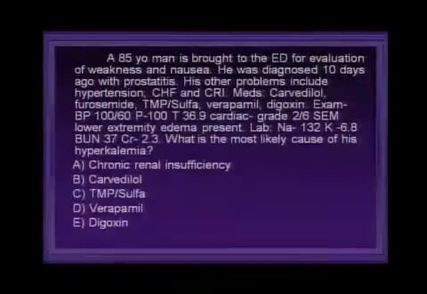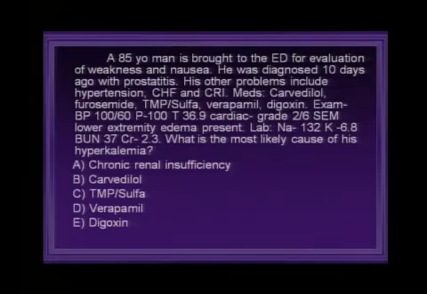An 85-year-old man is brought to the ED for evaluation of weakness and nausea. He was diagnosed 10 days ago with prostatitis. His other problems include hypertension, heart failure, and chronic renal insufficiency. His meds are carvedilol, furosemide, trimethoprim-sulfa, verapamil, and digoxin. Exam: blood pressure is 100/60, pulse is 100, temperature is 36.9. Cardiac exam, grade 2 out of 6 systolic ejection murmur. Lower extremity edema is present. Sodium is 132, potassium is 6.8, BUN 37, creatinine 2.3. What is the most likely cause of his hyperkalemia?